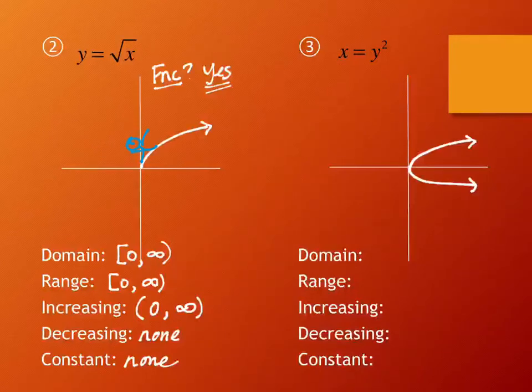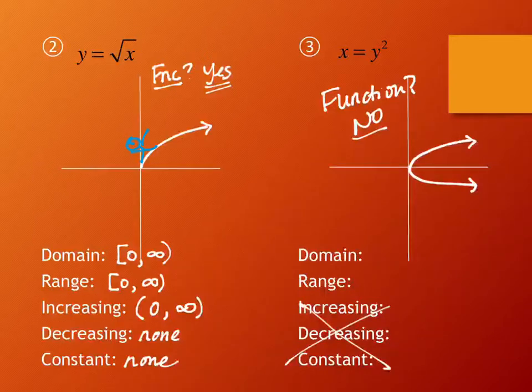It is not a function, you're right. So why does that matter to us? Well, catch this. If it's not a function, we cannot talk about increasing, decreasing, and constant. Because we can't move from left to right along one single path.